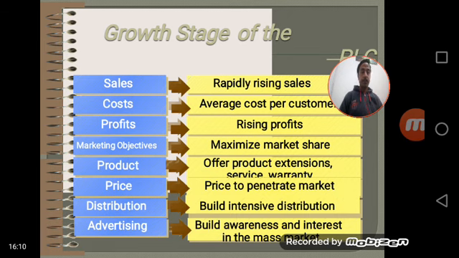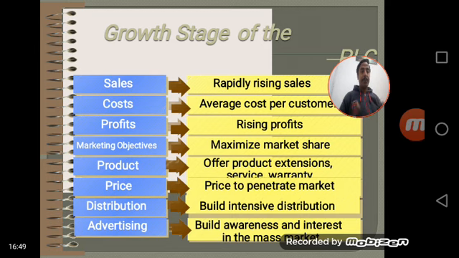Okay. Growth stage. In growth stage, always remember one point. In growth stage, that is the third stage of the product life cycle, you will reach the break even point. What is break even point? Whatever cost you have incurred and whatever sales you have made within these two stages, that is your break even point, where your cost is equal to your sales. So after that, you have recovered the cost. Now you will start earning the profit.